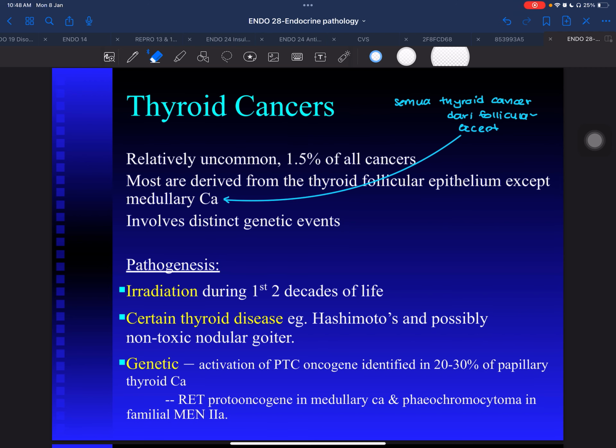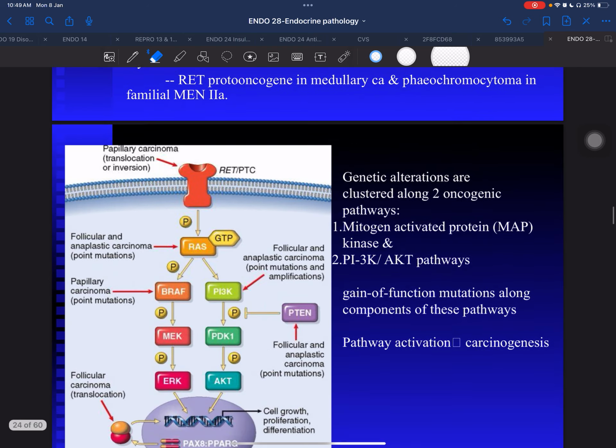Look here. These are the genetic alterations. There are two oncogenic pathways. One is the MAP pathway, or the mitogen activated protein kinase, and this is the MAP pathway. This one is the PI3K pathway. There's gain of function mutations along the components of this pathway, and there is pathway activation. This is what we call the carcinogenesis.